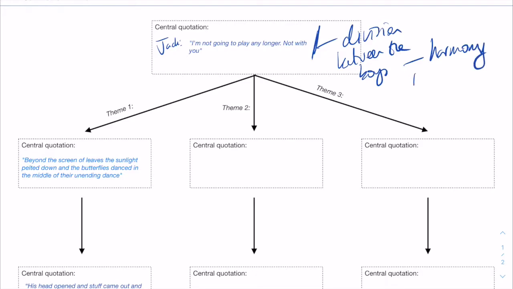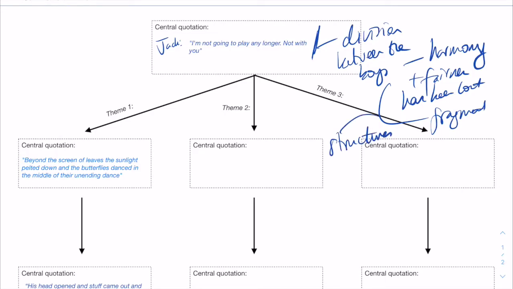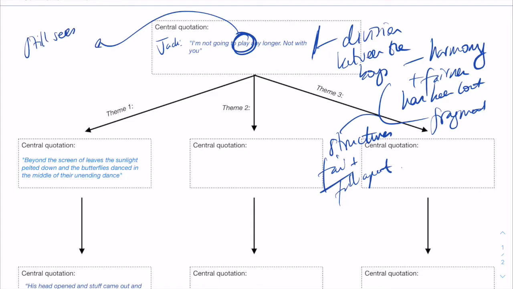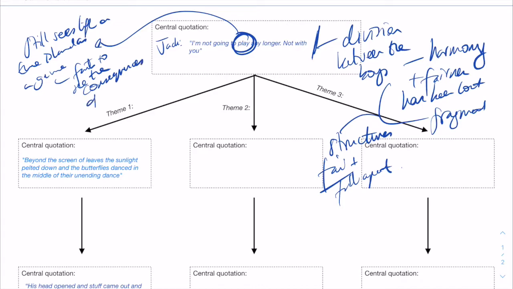Harmony and fairness has been lost, and the boys start to fragment, and their structures fail and fall apart. So there is also this critical word here of play. Jack still sees life on the island as a game, and he fails to see the consequences of his actions and decisions.